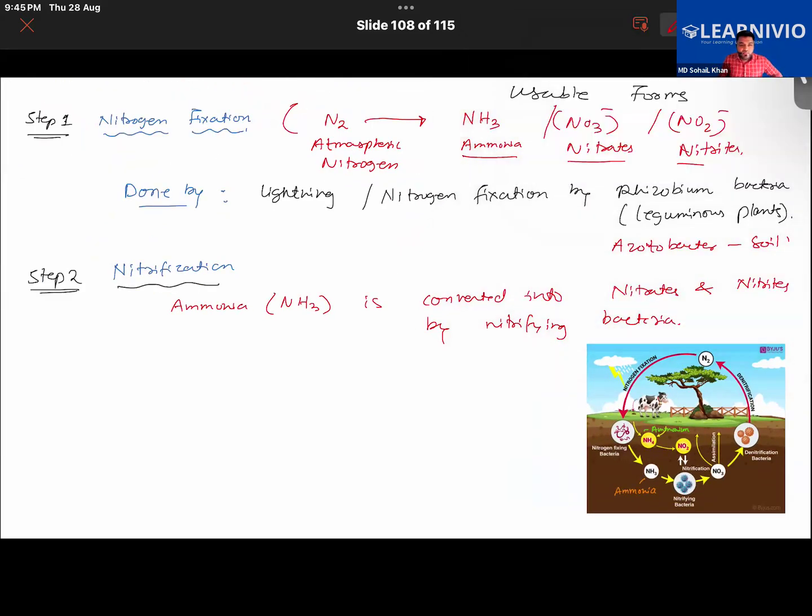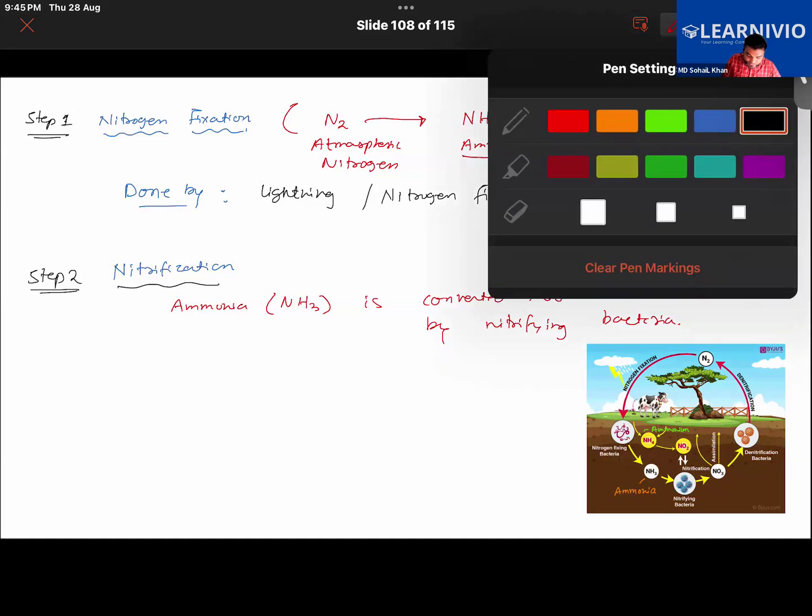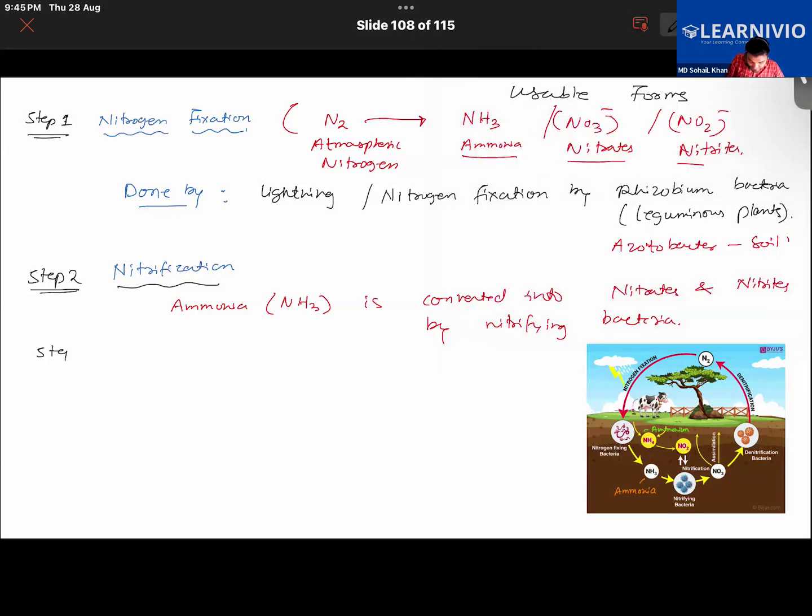After nitrification, another step, step number 3, is assimilation. I think you guys should be familiar with the term assimilation. In the topic digestion in humans, you would have learned about different steps of nutrition. Assimilation is basically absorption of nutrients, remember? Absorption of nutrients, and then it's transferred to different parts of the body. It's carried by the blood stream.